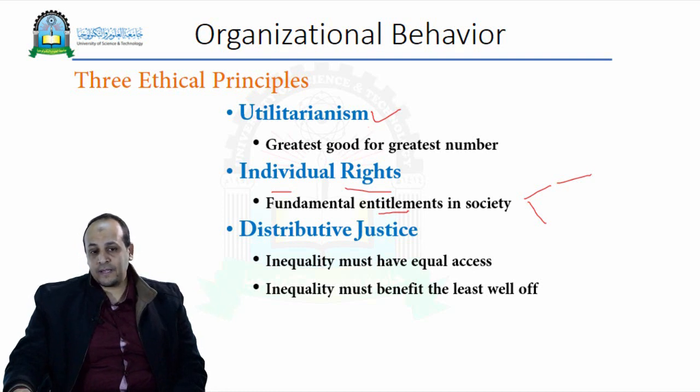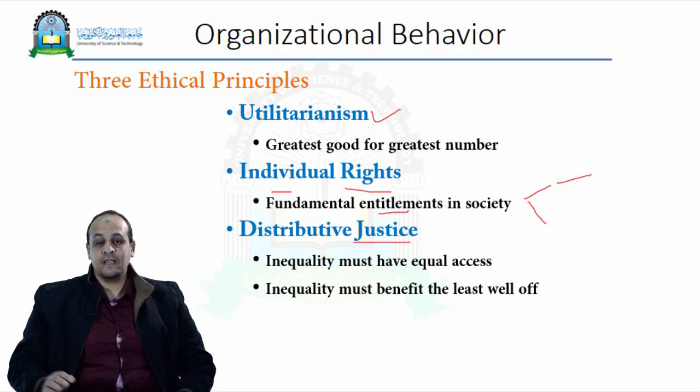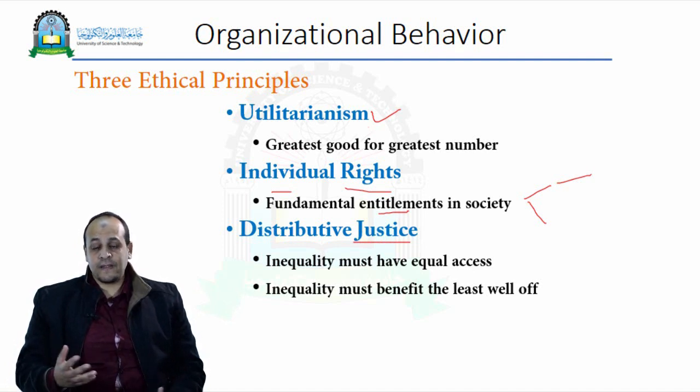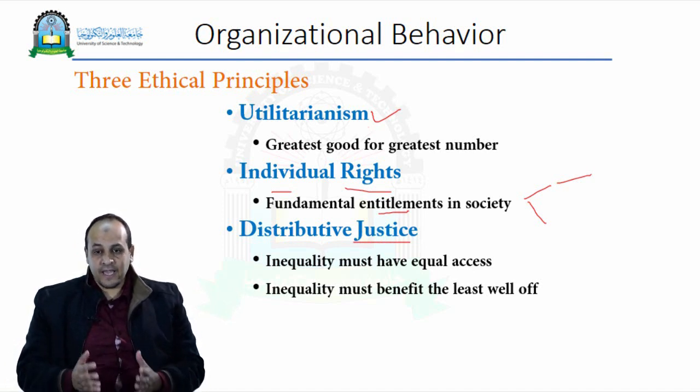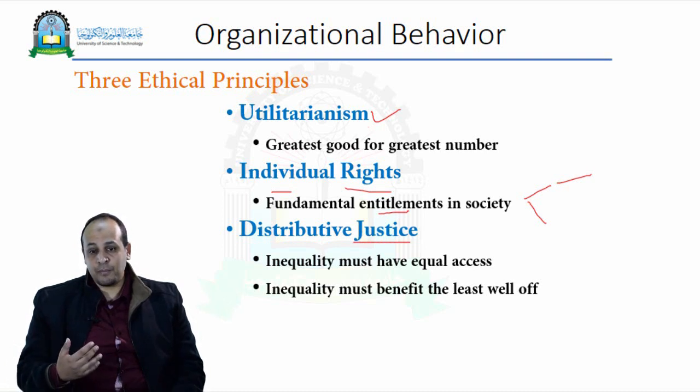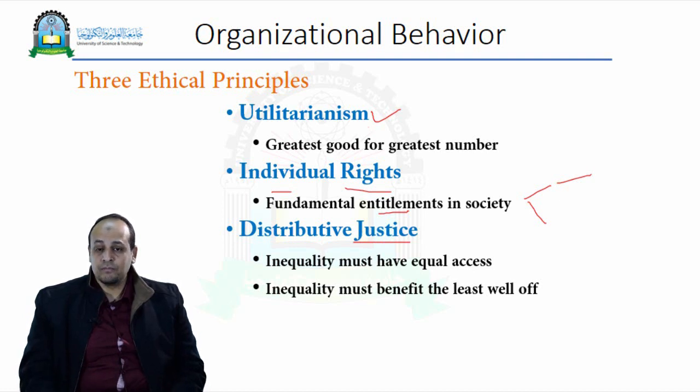So the third one is about the distributive justice, العدالة التوزيعية. Now this is talking about both positive and negative issues. So there must be equal distribution of proportions of whatsoever we consider it, like for example, benefits, allowances, wages, opportunities to expand, training programs, etc. Even when it comes to punishment، حتى في مسألة العقوبات يكون فيها العدالة التوزيعية بناء على المعايير بحيث تكون على جميع الموظفين. So that's why we say inequality must have equal access. Inequality must also benefit the least well off.